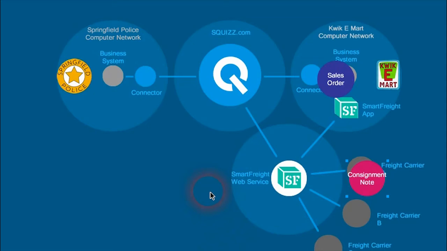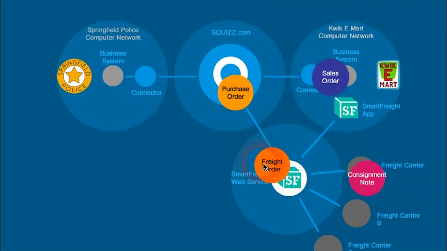This gives you a broad overview of how a purchase order travels through to Squiz, turns into a sales order, and then also turns into a freight order, which then gets turned into a consignment note, and then gets passed onto the freight carrier. And all that work is done in an automated fashion through these links that have been set up. That's the theory. Now to show you an example in the platform in real life.